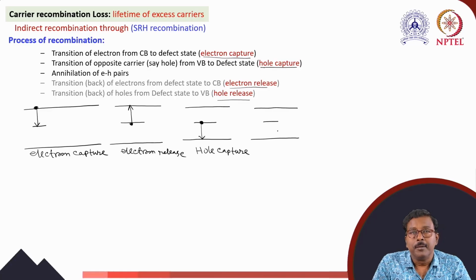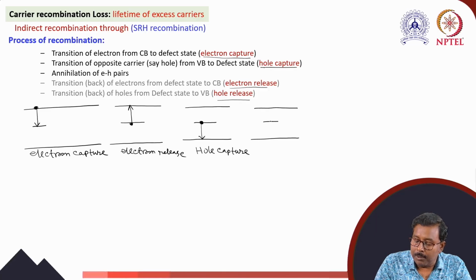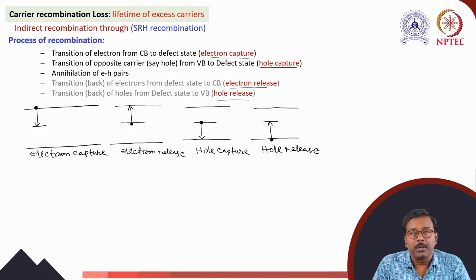Hole release means the hole should be released from the trap state to the valence band. So the hole should go back from the trap state to the valence band. Hole is going back from trap to valence band. That means an electron is moving from the valence band to the trap state. Same thing. Hole release. These four processes are involved in recombination.